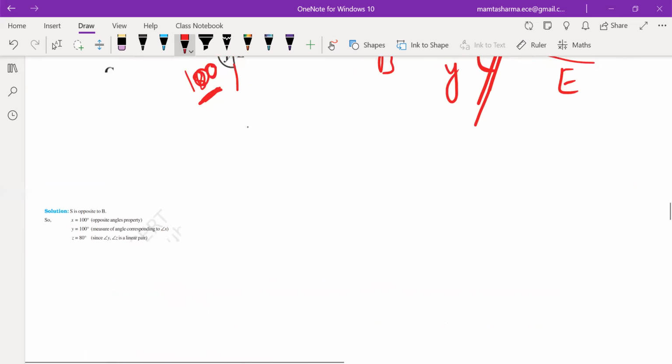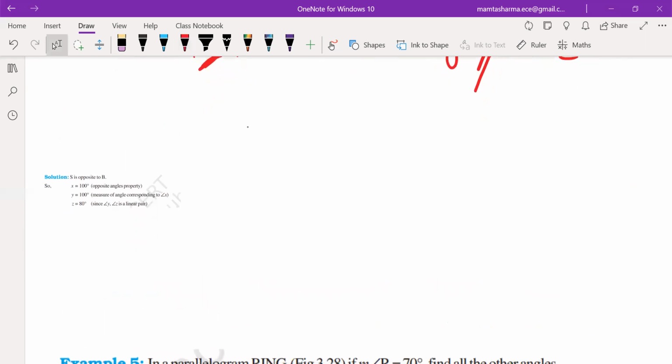And now I want to revise a few angles. If two lines are parallel, and I draw a transversal, this is the revision from your previous class. There are total four angles above, 1, 2, 3, 4, and four below, 5, 6, 7, 8. Total 8 angles will be there.